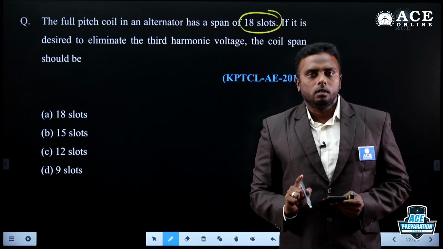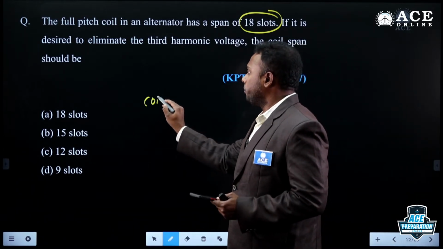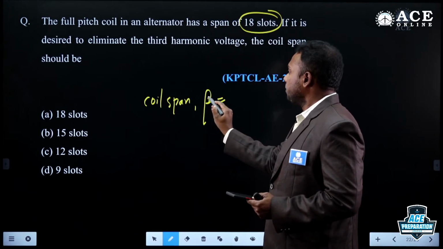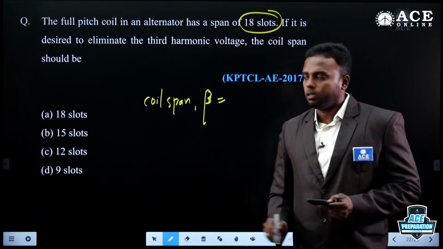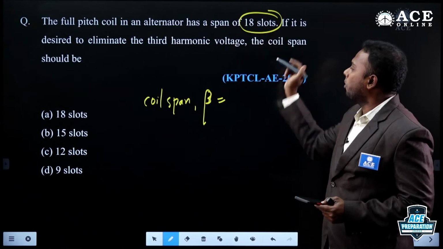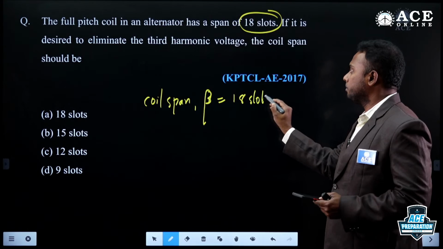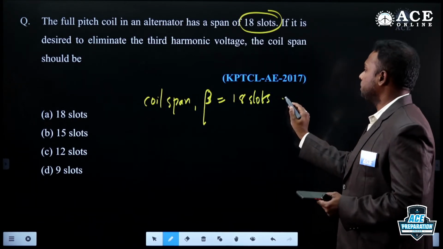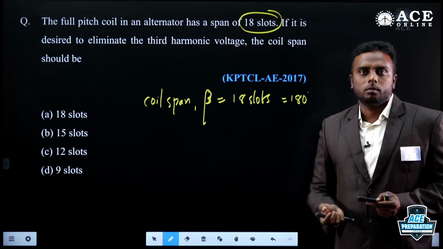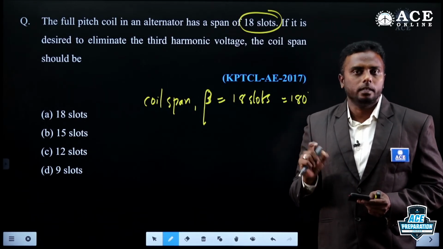For a full pitch coil, what is the coil span generally? Coil span we indicate with beta, that is 180 degrees for full pitch. So given a full pitch coil having a coil span of 18 slots, it is given in terms of slots but not angle. Generally for full pitch, coil span equals 180 degrees. So 18 slots is nothing but 180 degrees here. What is one slot angle? 10 degrees. One slot angle is 10.